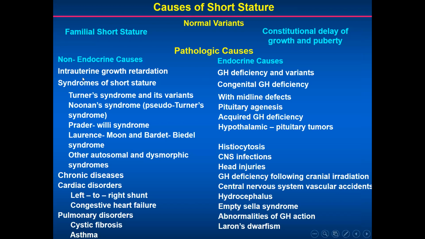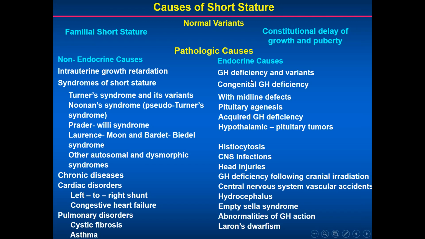starting from intrauterine growth retardation, syndromes of short stature like Turner, Noonan, Prader-Willi syndrome, Laurence-Moon-Biedl, other autosomal and dysmorphic syndromes. All chronic diseases can cause short stature, including the cardiac, the pulmonary, gastrointestinal, hepatic, renal, etc. What about the endocrine causes, as you see on the right?